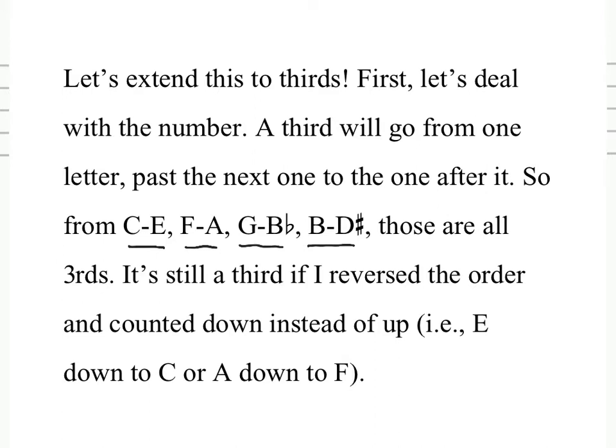Those are all thirds. It's still a third if I reversed the order and counted down instead of up. So in other words, if C to E is a third, E down to C is also a third. F up to A is a third. A down to F is also a third.